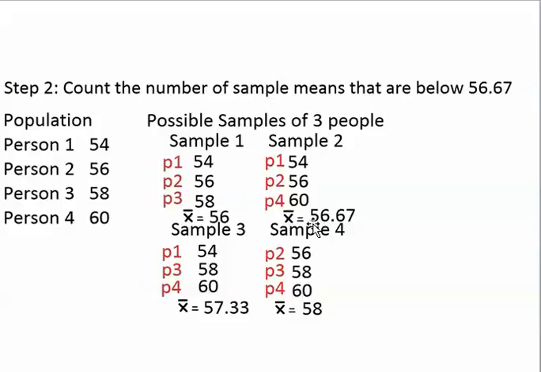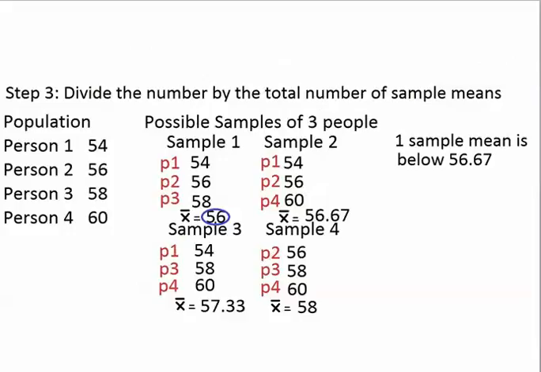Since this sample mean right here is 56.67, and the other 2 sample means are above that number, this is the only sample mean that's actually below 56.67. So in step 2, we found out that 1 out of 4 possible samples have a sample mean below this number right here. Now we're ready to move on to step 3.